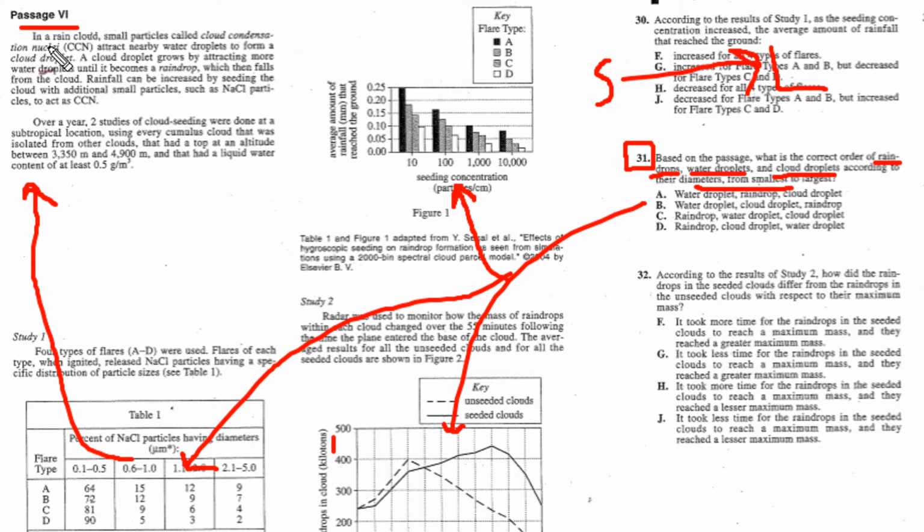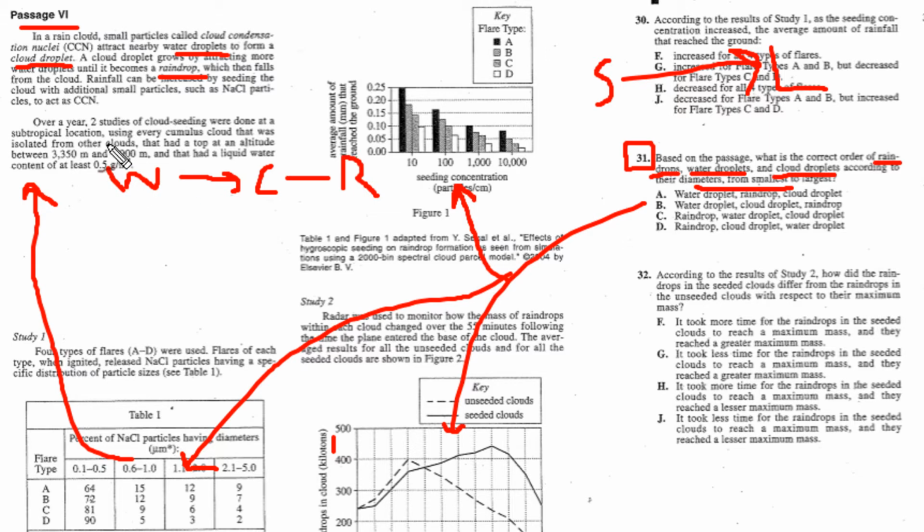All right. In a rain cloud, small particles, condensation nuclei attract nearby water droplets. That's one of our terms over here. Okay. To form a cloud droplet. Okay. Cloud droplet grows and attracts more and becomes a rain droplet. So here it is. It goes water droplet to cloud to rain.